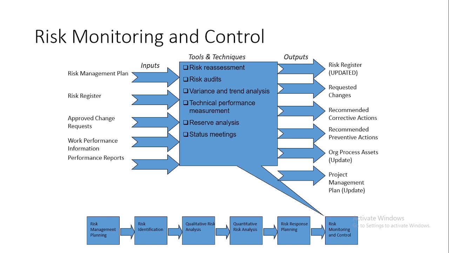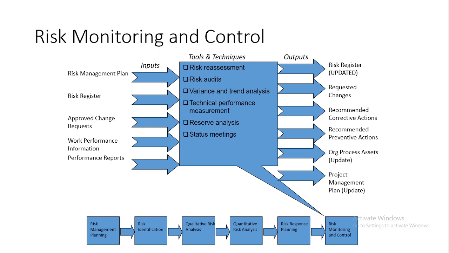So the inputs are risk management plan, the risk register, approved change requests, work performance and performance reports. And tools and techniques you can use in the risk monitoring. You can do risk assessments, risk audits, auditing the risks, how far, the variance and trend analysis, what's the trend of these risks, what are the variances, technical performance measurement, the reserve analysis, and status meetings. Status meetings can openly discuss what are the risks you are foreseeing as project managers, coordinators, what are the actions you're proposing, and then you track on those actions, strategies to address those risks.